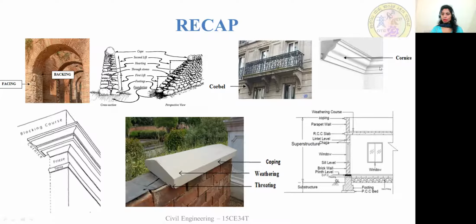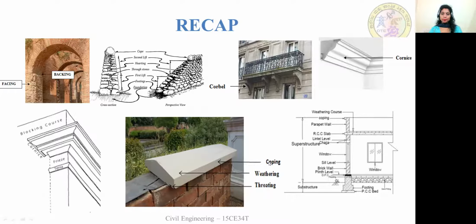And we have seen cornice. This is the projecting course of a wall to drain off the rainwater, known as cornice. In this picture, you can see cornice and frieze. Frieze is a horizontal stone layer which is provided immediately below the cornice. And the stone course which is provided immediately above the cornice is known as blocking course. It prevents the overturning of the cornice.